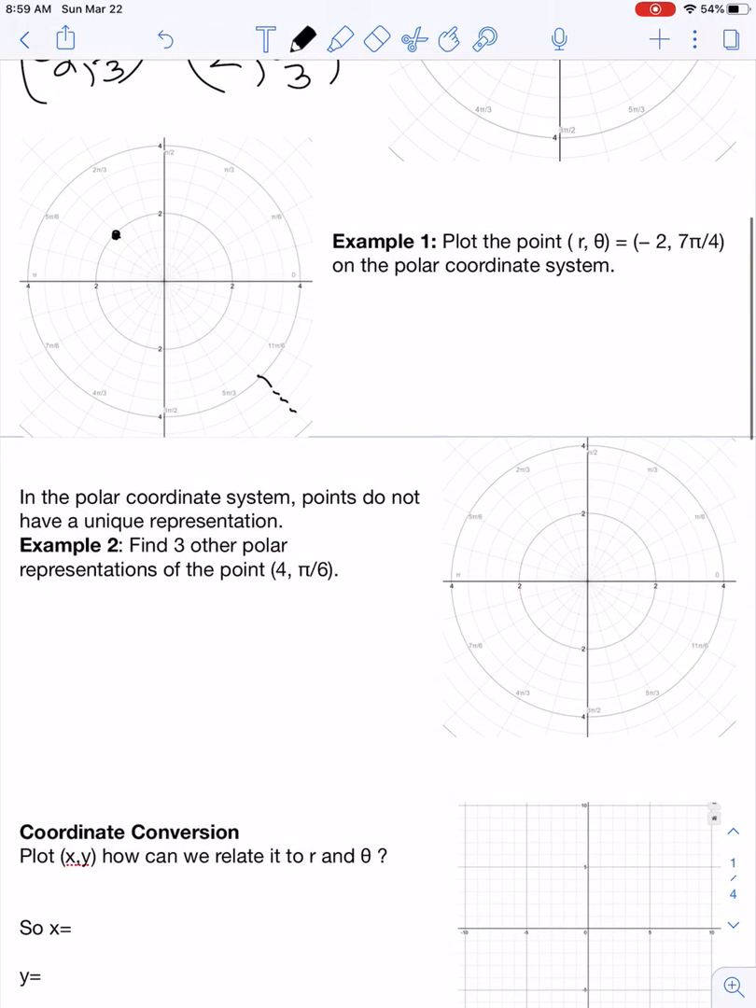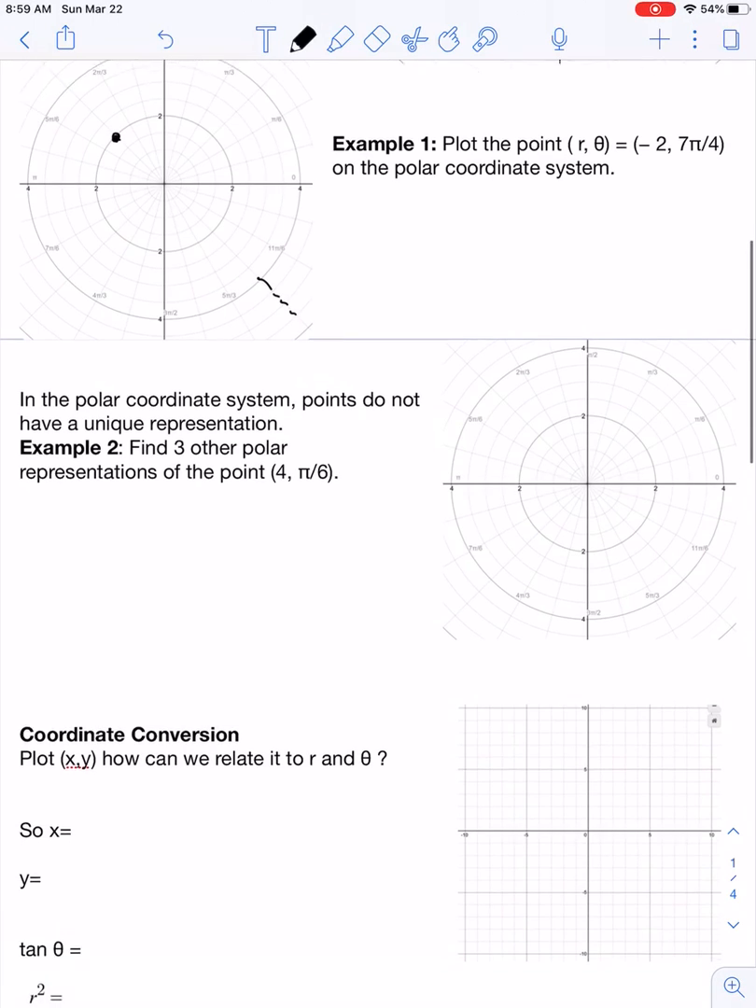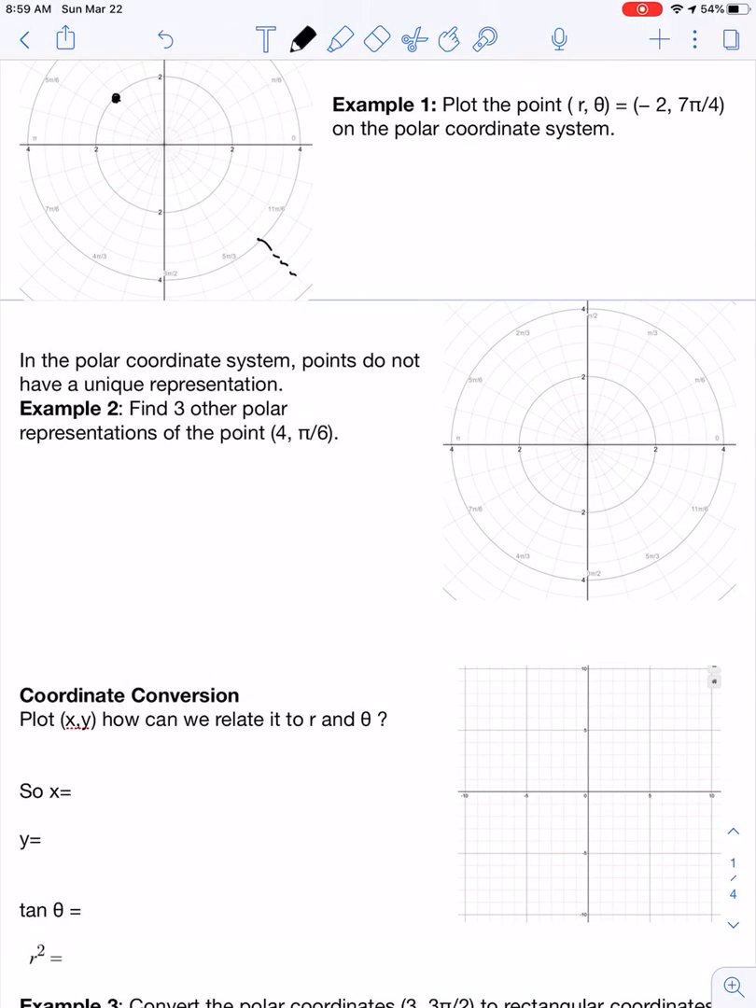Now, of course, because we can get to these places many, many different ways, we don't have a unique representation for a point. We can get there lots and lots of ways. So, find three other representations for 4, pi over 6. First, let's start by graphing 4, pi over 6. I'll let you do it. And pi over 6 and 4 would be right there.